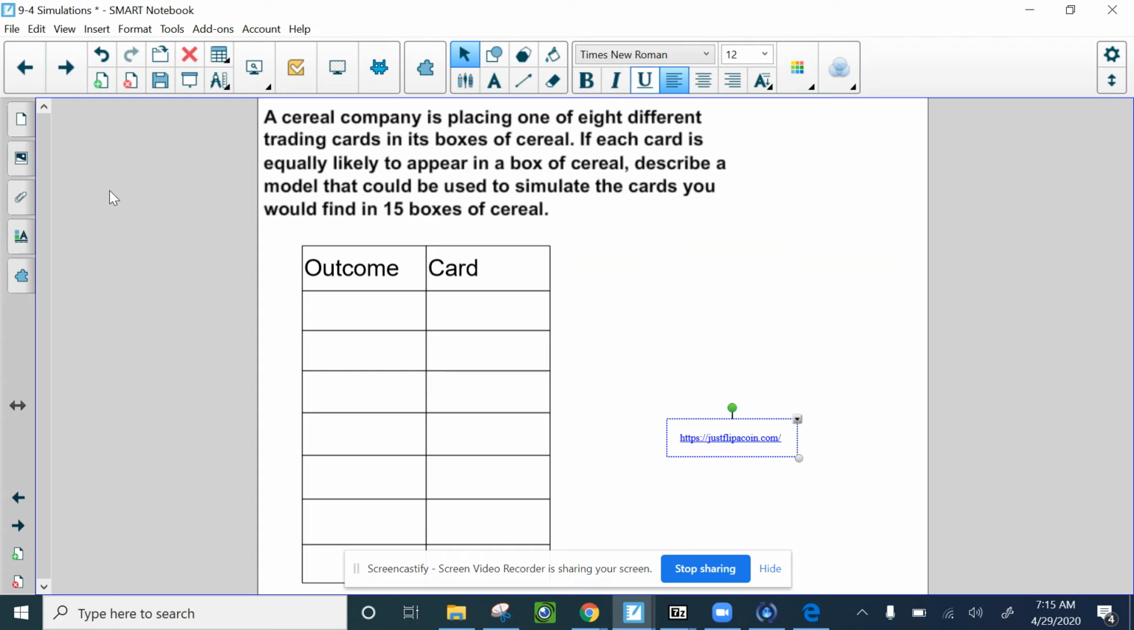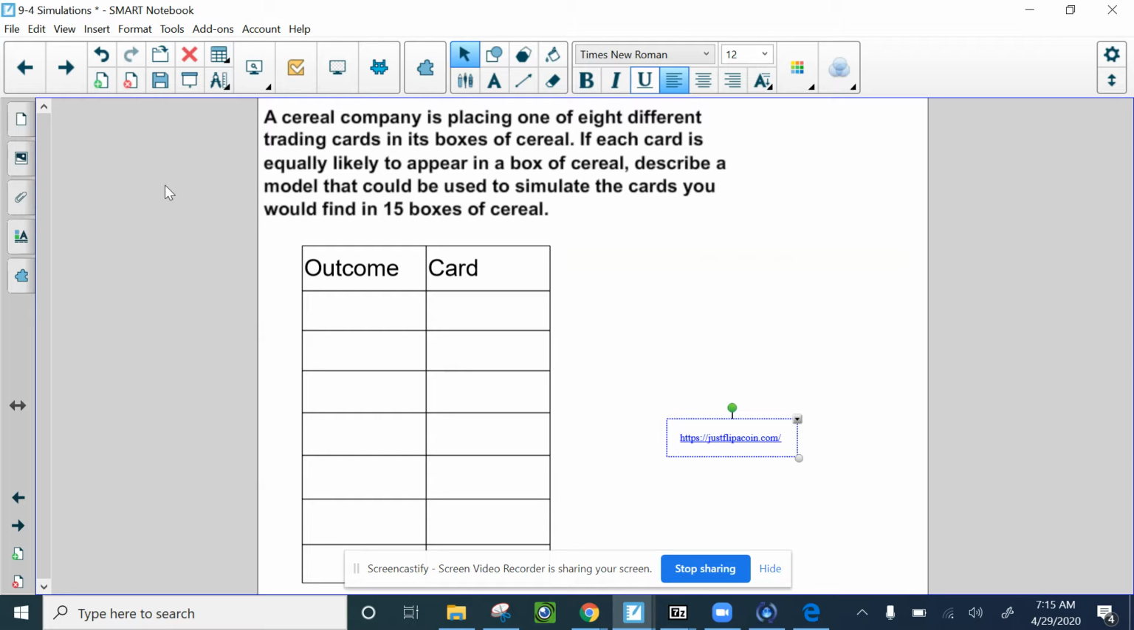Let's use this specific idea though of if you guys have ever gotten cereal boxes with prizes inside. This cereal company is placing one of 8 different cereal trading cards in its boxes of cereal. So if each card is likely to appear in the box of cereal, I want to describe a model that could be used to simulate the cards you would find in 15 different boxes of cereal.